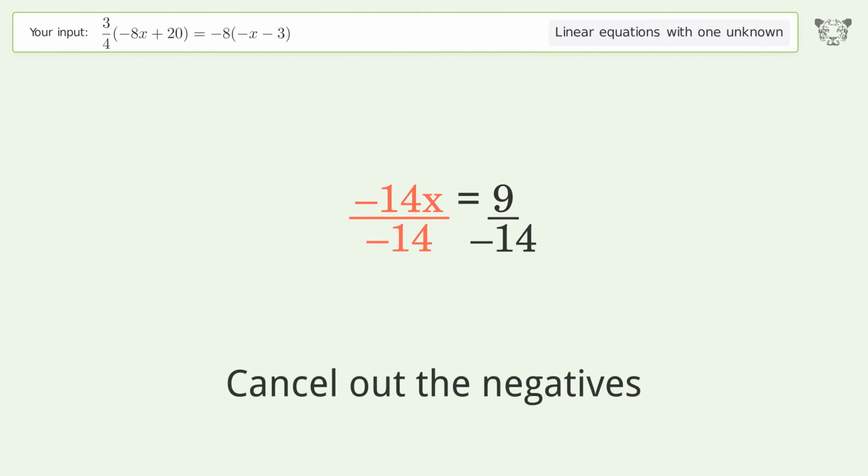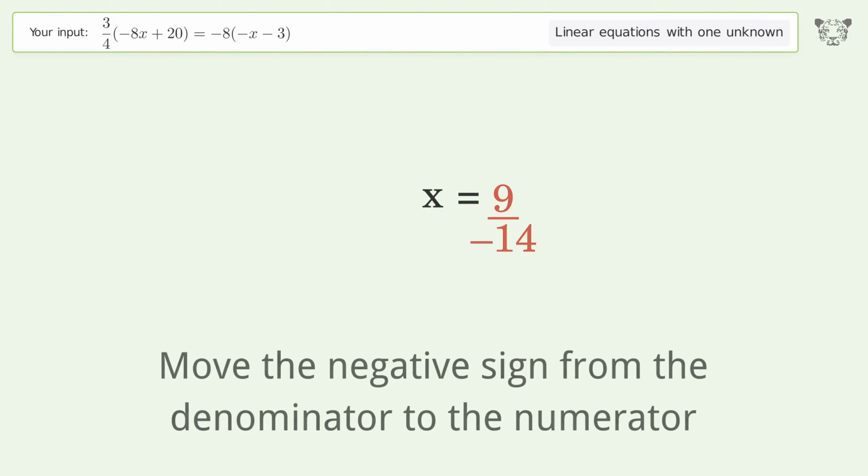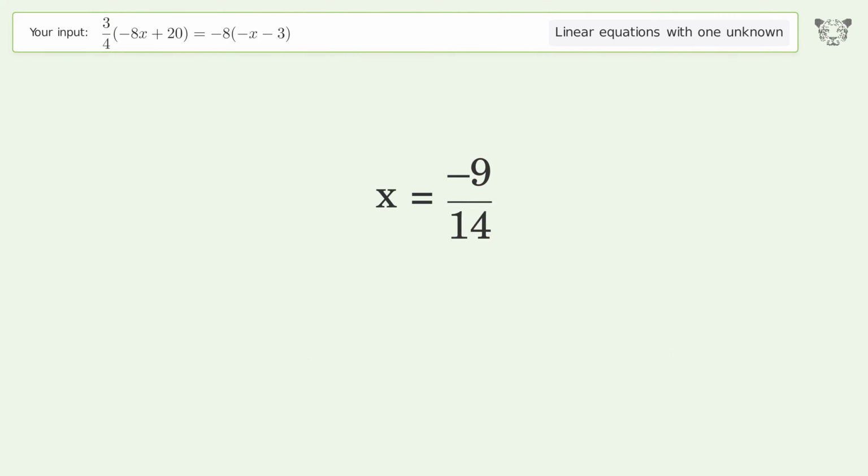Cancel out the negatives. Simplify the fraction. Move the negative sign from the denominator to the numerator. And so the final result is x equals -9/14.